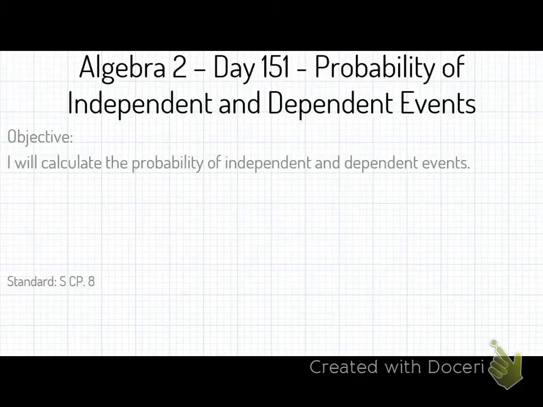Okay, so this is a lesson for day 151, probability of independent and dependent events. So probability, what is probability? Okay, so probability is a likelihood of something happening. It's like, what are the chances of that happening, right?